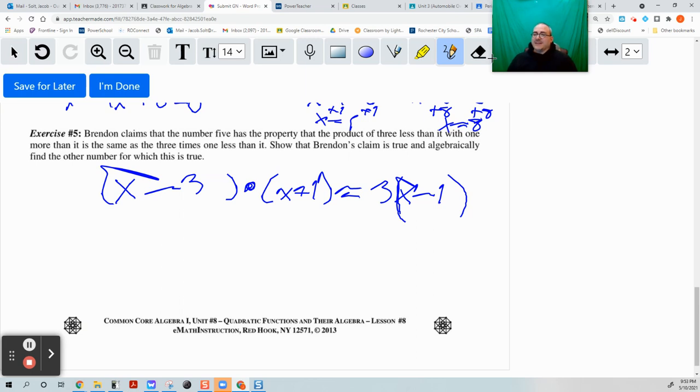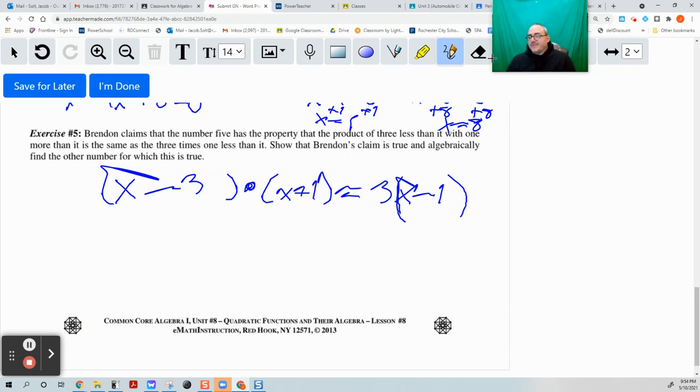Let me rethink about this. This side is definitely equal to 12, 2 times 6. This side here, I kept getting 14, but if it's this, it's going to be 3 times x. So 3 times 5 is 15. And then 3 times negative 1 is negative 3. 15 minus 3 is 12. This does work. Brendan is a crazy genius.